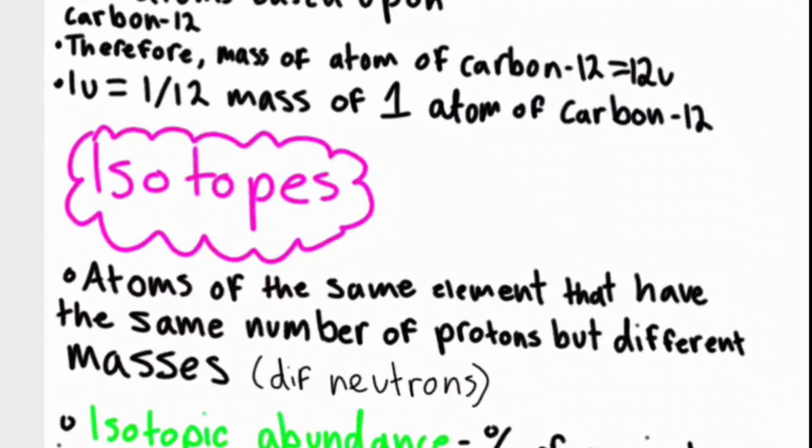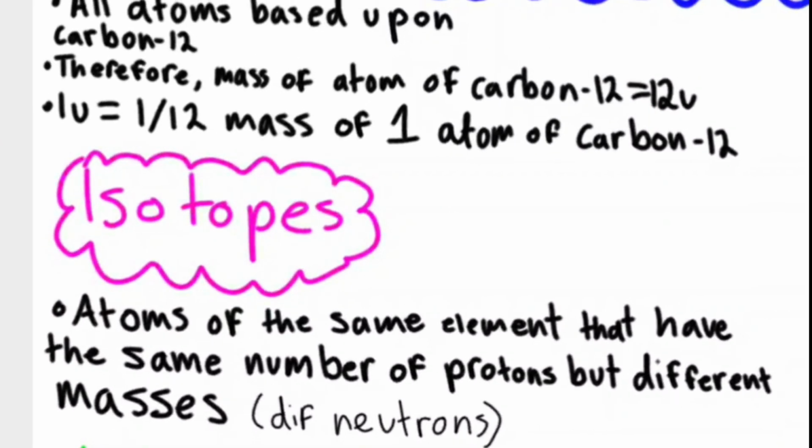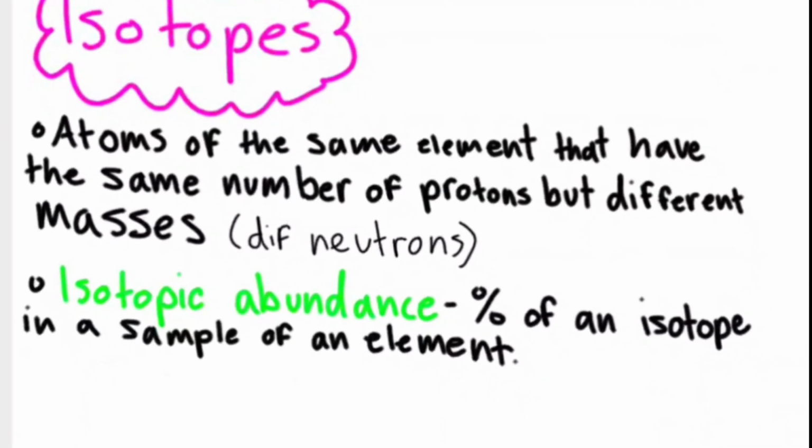Isotopes. Atoms of the same element have the same number of protons but different neutrons, which equal different masses. I did write this in quickly because I made a mistake. It didn't make sense in my head when I read it over. But I just wrote the different neutrons in brackets. So you've got to remember, isotopes have the same number of protons, just different neutrons, which accumulates different masses. Isotopic abundance is the percentage of an isotope in the sample of an element.